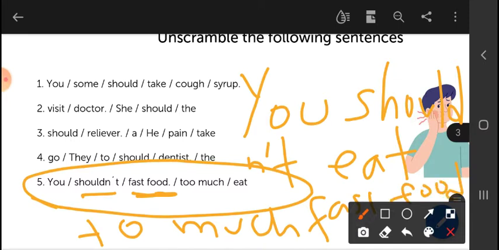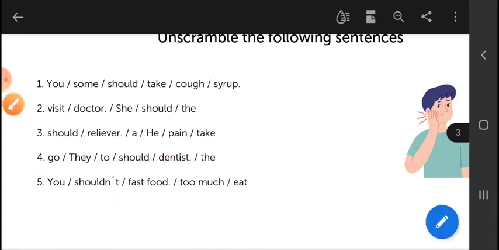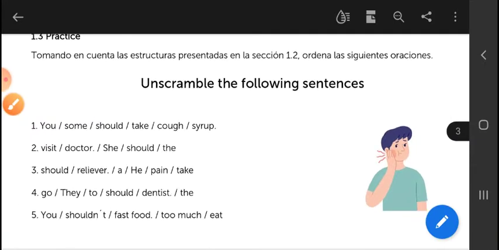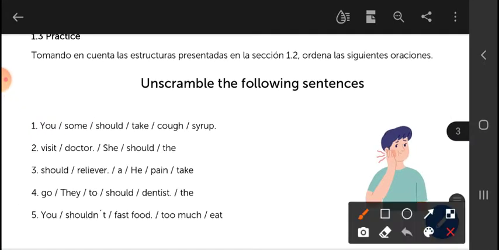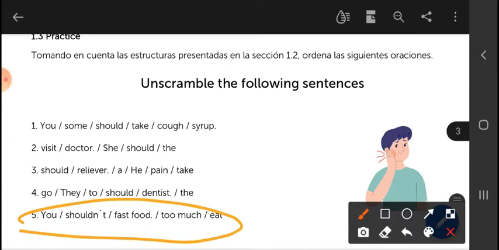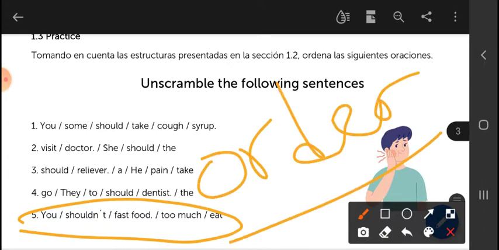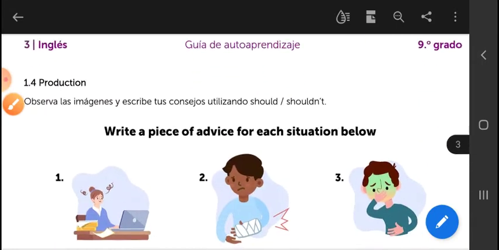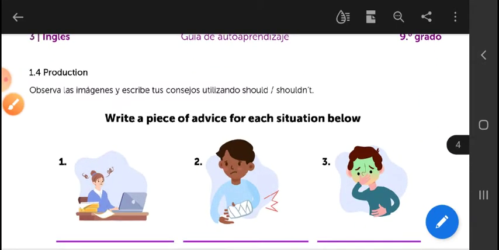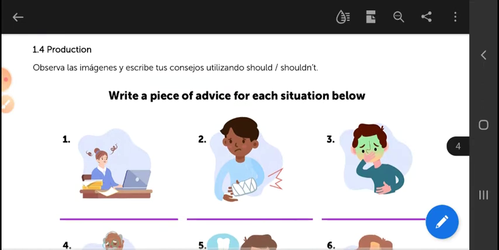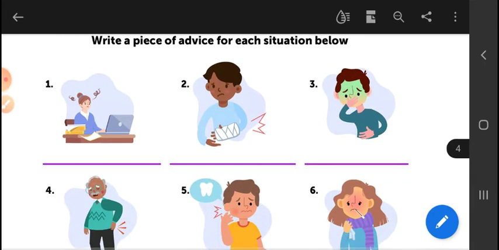Yes, too. That's it. You shouldn't eat too much fast food. So, you do it like that, okay? Hágalo también usted. These sentences are disorganized. You have to put them in the correct order, okay? Now, let's continue. Here, production. Observa las imágenes y escribe consejos utilizando should or shouldn't.